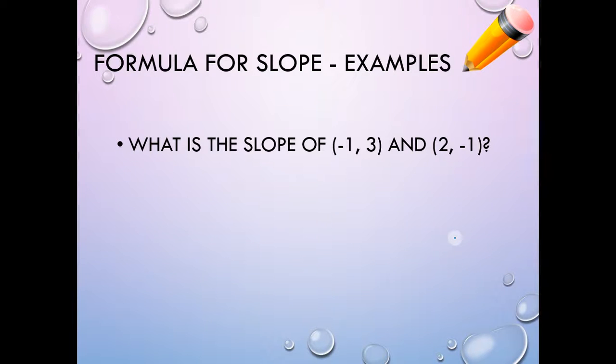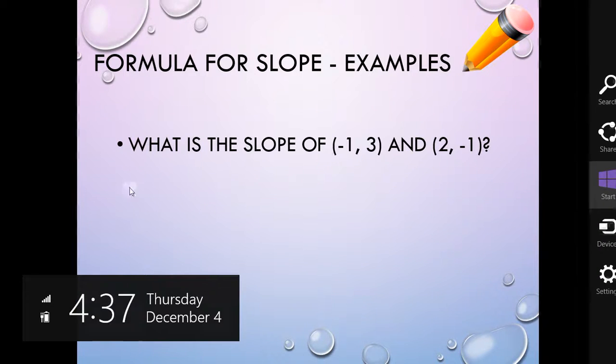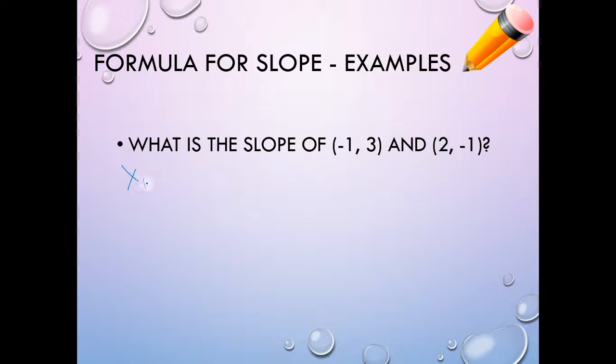Let's try one more, and this is the last slide of the day. Negative 1, 3, and 2, negative 1. Just like I said, we're going to say who's x1, who's y1, and so on. So I'm going to say x1, y1, x2, y2. My first point is this guy. Now, if you wanted to go for second point here and first point there, you would still get the same answer as me. Just make sure you know who you are putting as your first point. So my x in my first point is negative 1, y1 is 3, x2 is 2, and the y in my second point is negative 1.